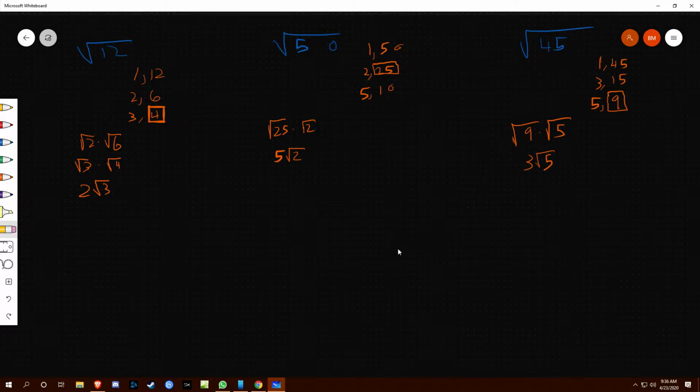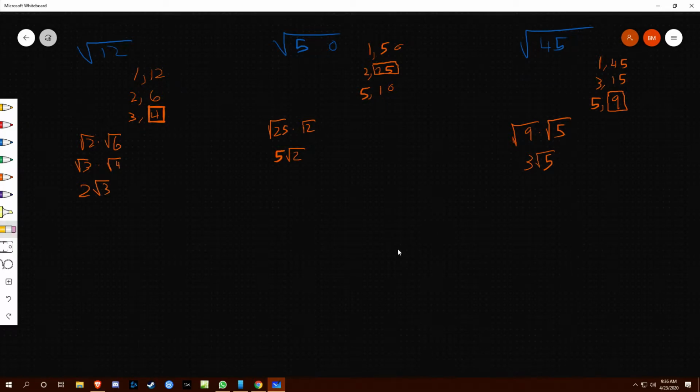And then do the same thing with square root of 50. I get all my factor pairs of 50. I identify my biggest perfect square. In this case, it's going to be 25. So I do square root of 25 times the square root of 2. The square root of 25 is 5, so it's 5 times radical 2. Done.